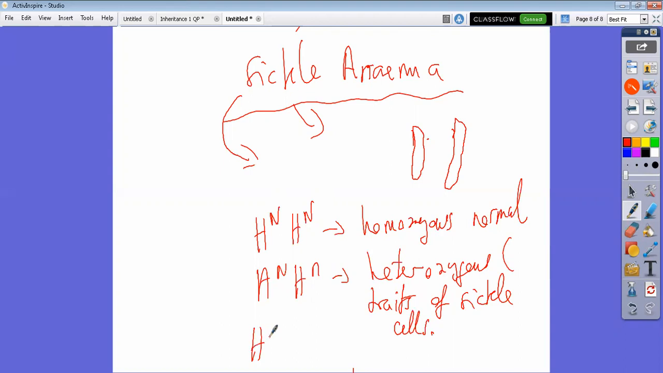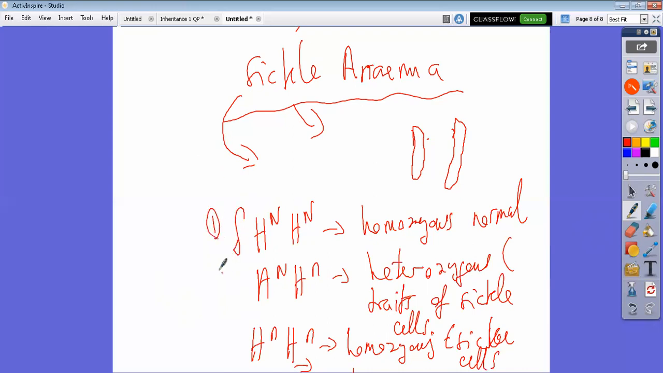Then nn, this is homozygous. So this person here has sickle cell. You can write in brackets, life-threatening. Clear? Life-threatening. So most people either have this or this. But we're going to talk about something about malaria here. Clear?